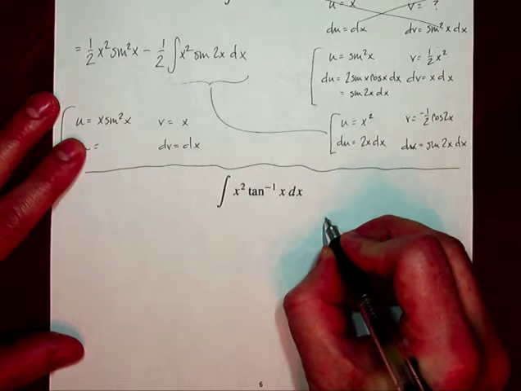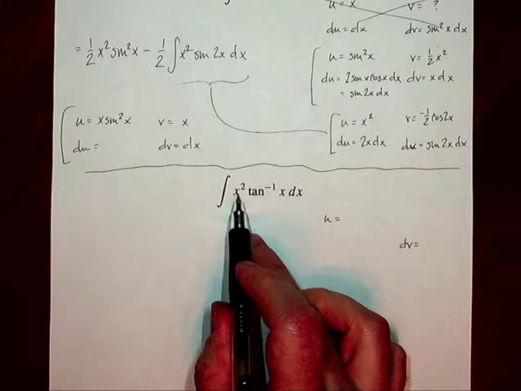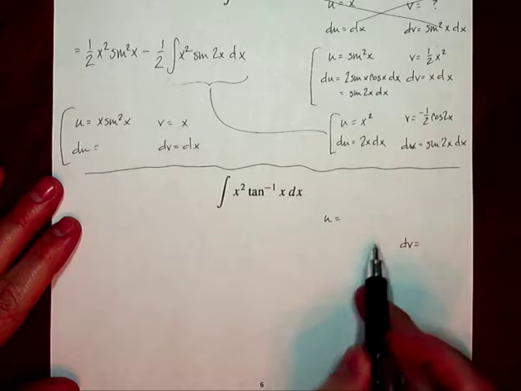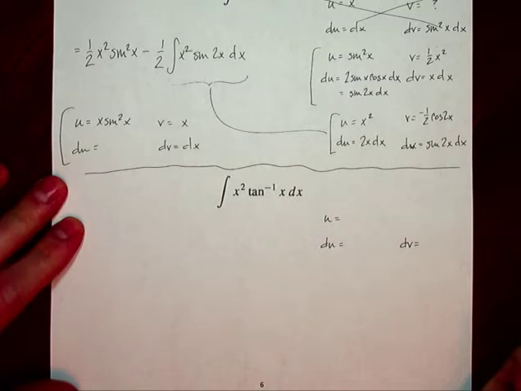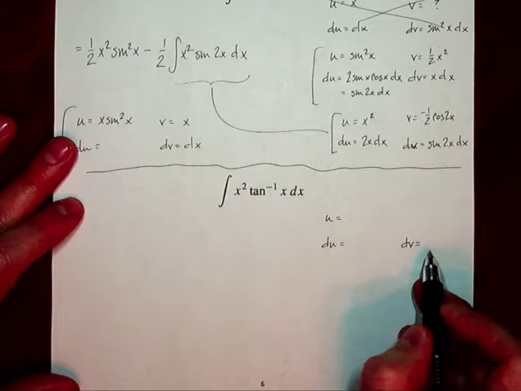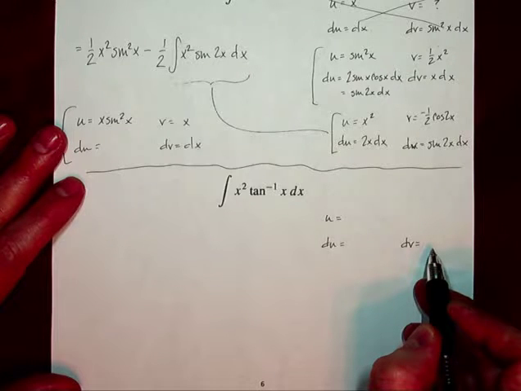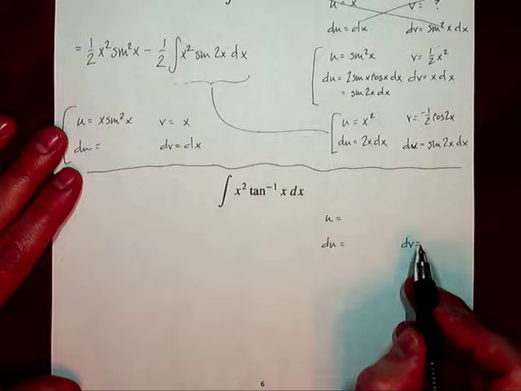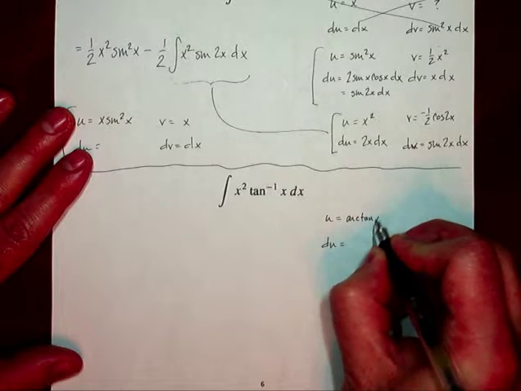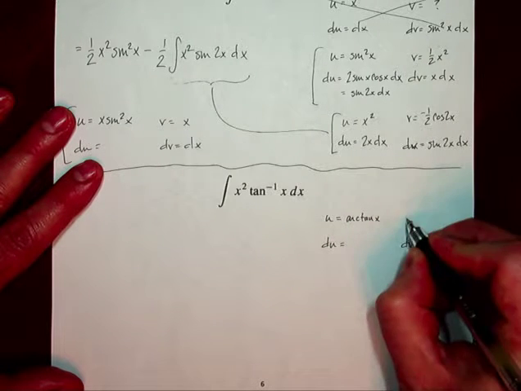Okay? Now, let's look at this one. If I'm trying to determine what my u is and what my v is, now I'm looking at x squared, and I'd really like that to go away. I'd really like that to be my u and become 2x down here when I find du. But if I put x squared here, I have to put arctan over here. And we don't know how to integrate arctan yet, okay? And so basically you're at least going to have to entertain the possibility that arctan goes over here and x squared dx goes over here.